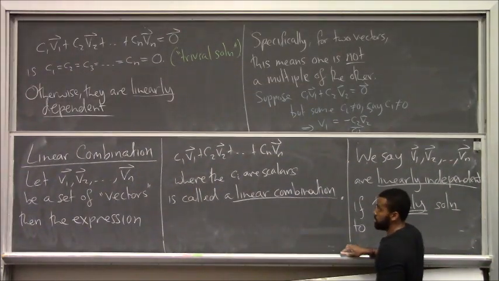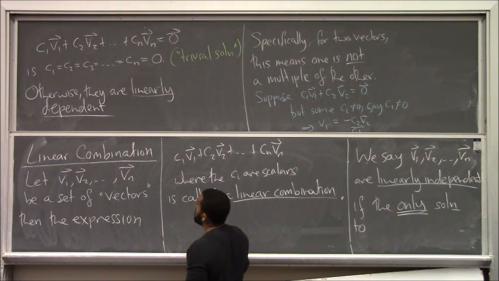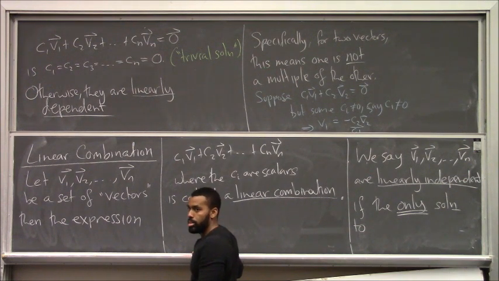Question. Yes? I don't know if I'm missing something, but isn't it redundant to have all the constants just equal to 0? Like, it'll just be 0 equals 0? Yeah, but there are other ways. The point is, there are other ways to get 0 without the constant being 0. And that possibility is what you don't want.